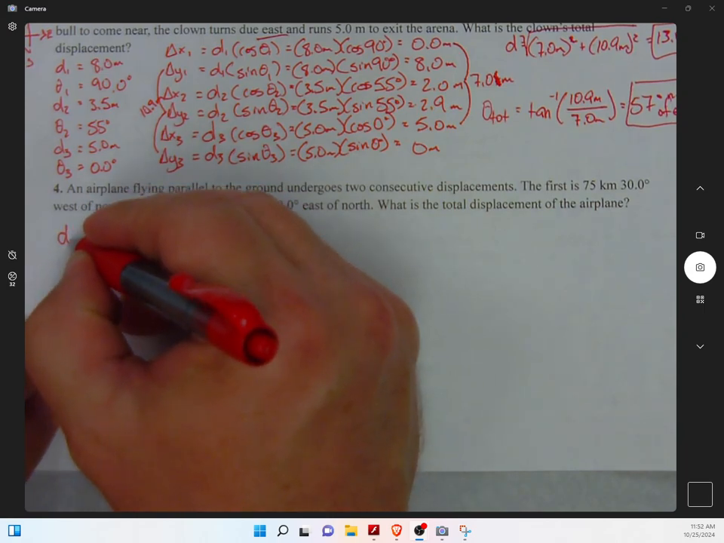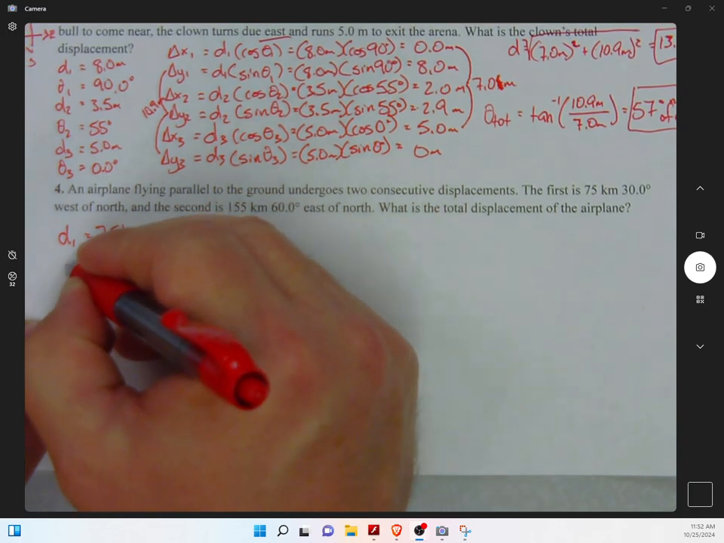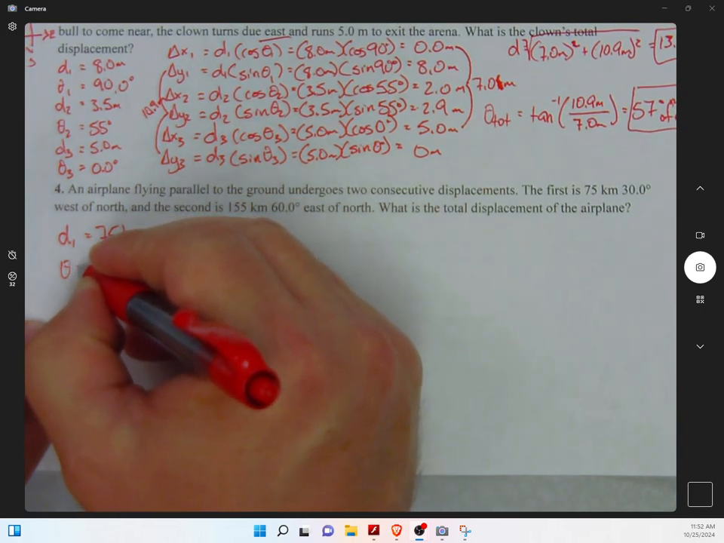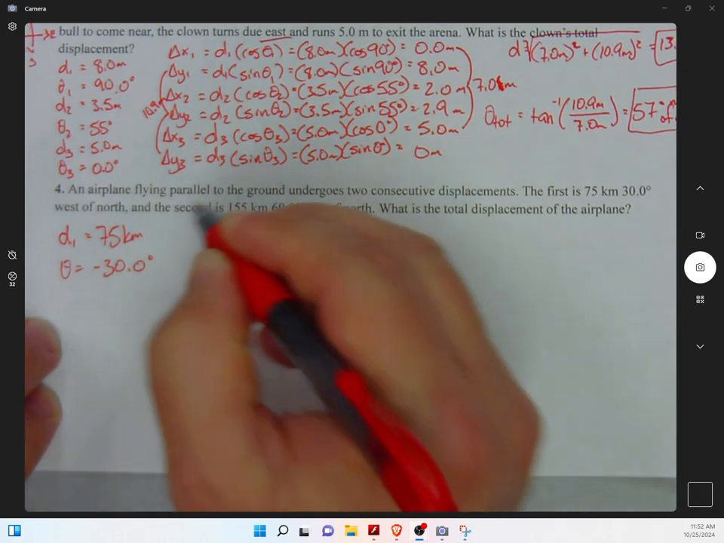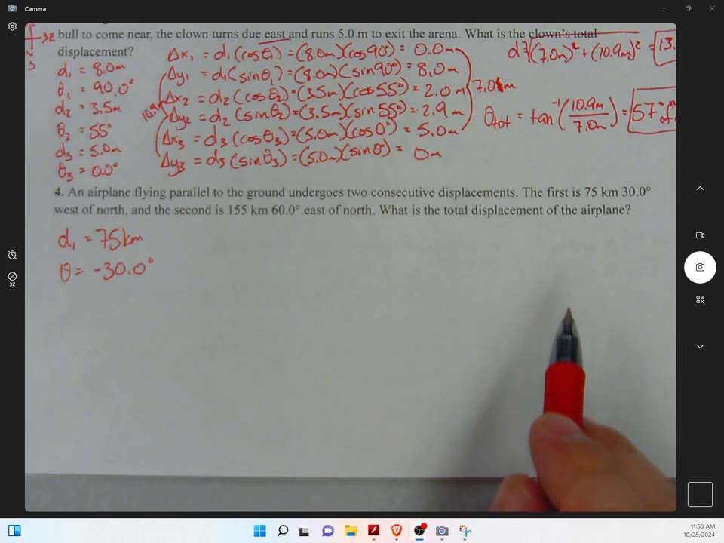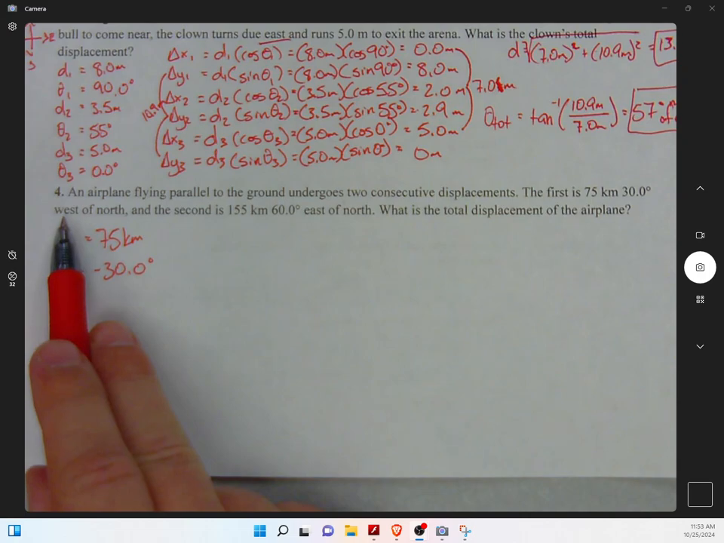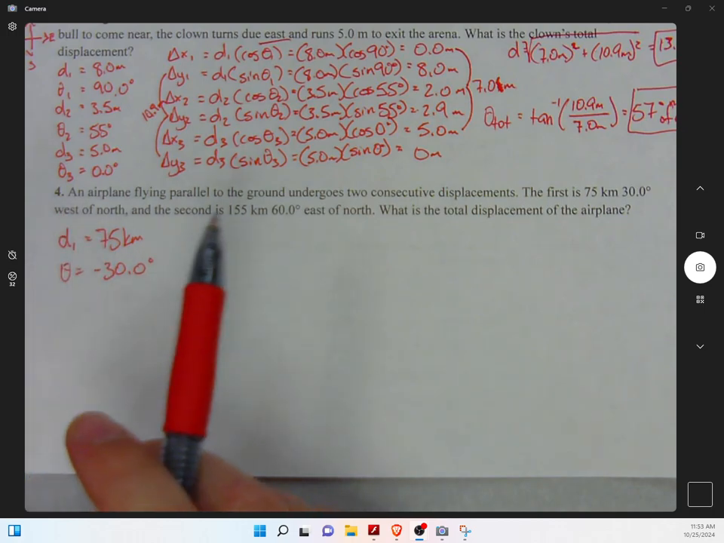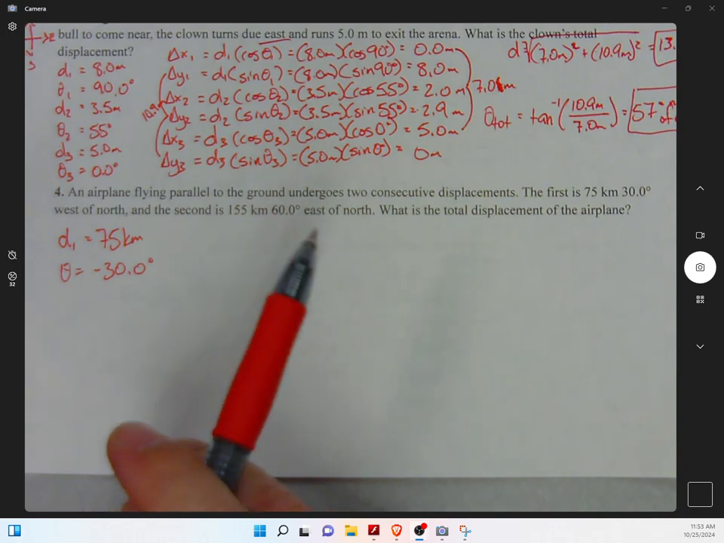We're going to go first displacement equals 75 kilometers with an angle of, you guessed it, negative 30 degrees. Okay? Now, why negative 30 degrees? What is west considered to be in our common sign conventions? Negative, right? So it's 30 degrees to the west, or to the negative direction of north.